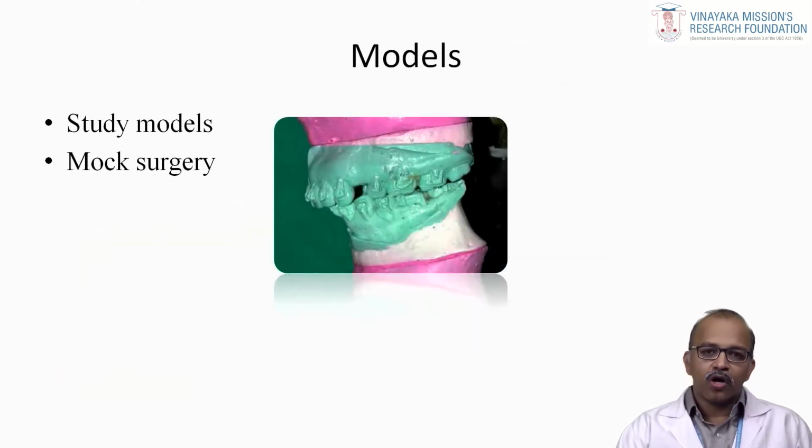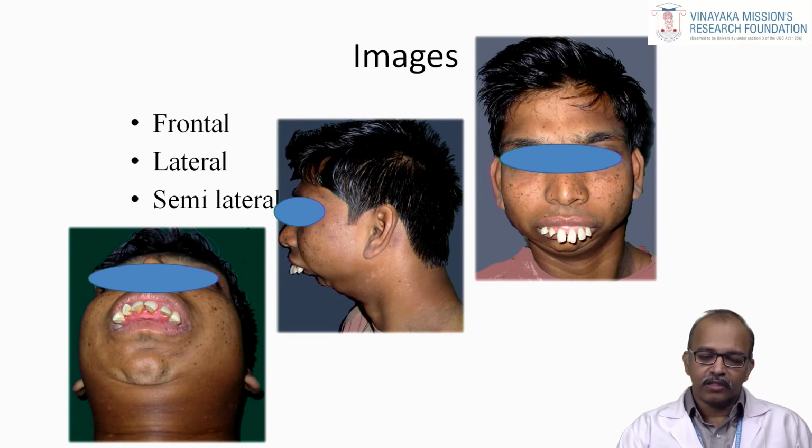Then the models, the upper and the lower impressions of cast of the maxillary teeth and the mandibular teeth are poured, and we get the study models, and we articulate it in a 3-point articulator to simulate a patient's maxillary and mandibular jaw, and then we do a mock surgery first on the model, and then we decide whether the treatment plan is right or not, and then we go for patient treatment.